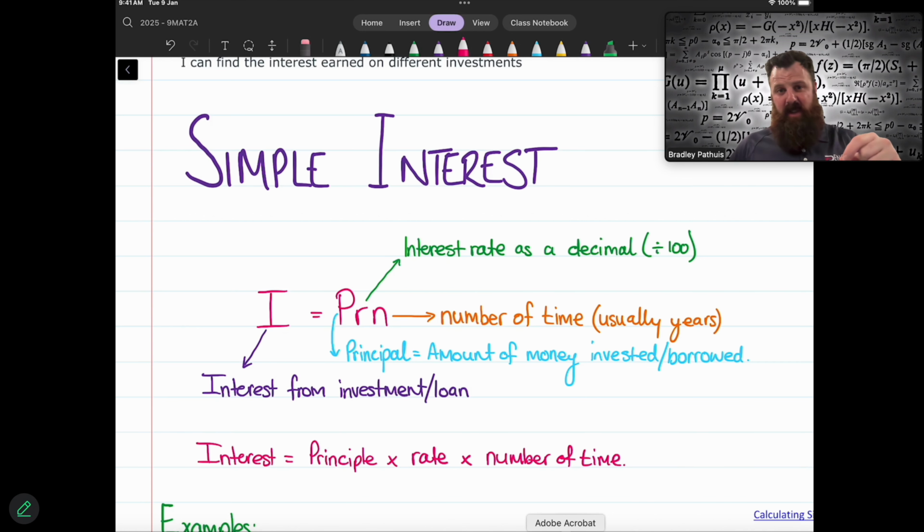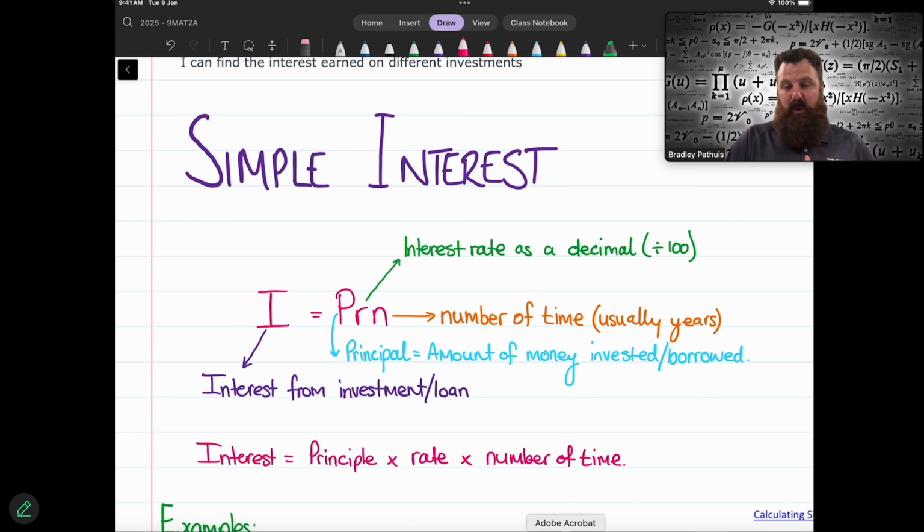P is principal. When we talk about principal in finance, we're talking about a sum of money that you are going to put into something. It's usually money I'm going to put into a bank account to earn more money, or I'm borrowing principal from the bank. I'm borrowing money. So that's what the P stands for.